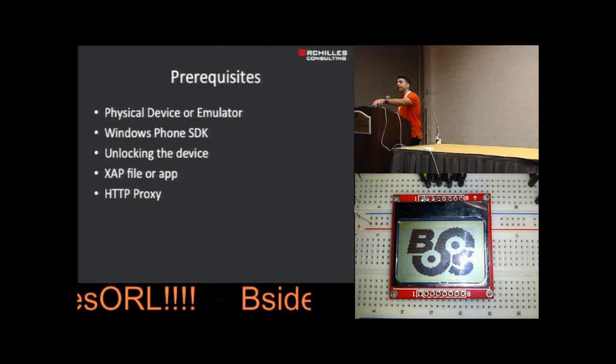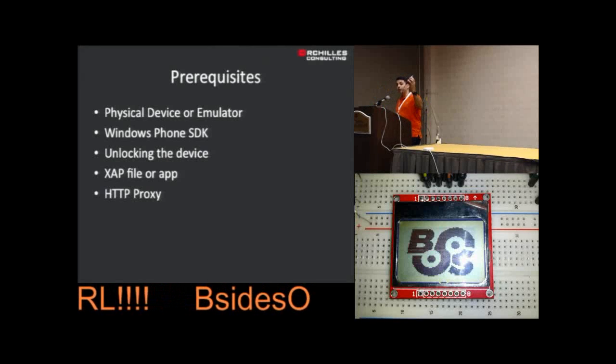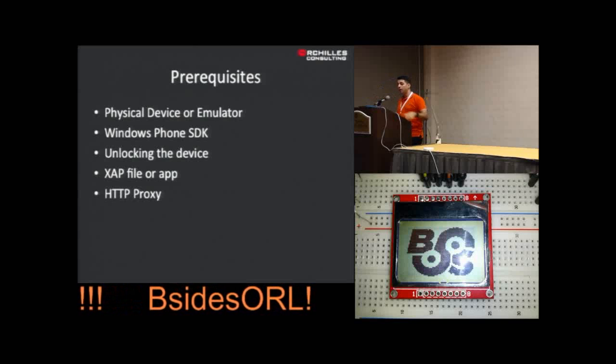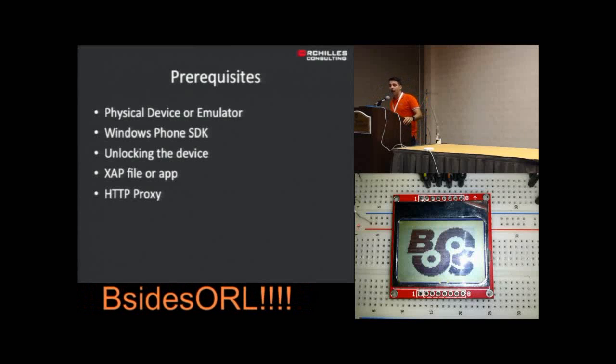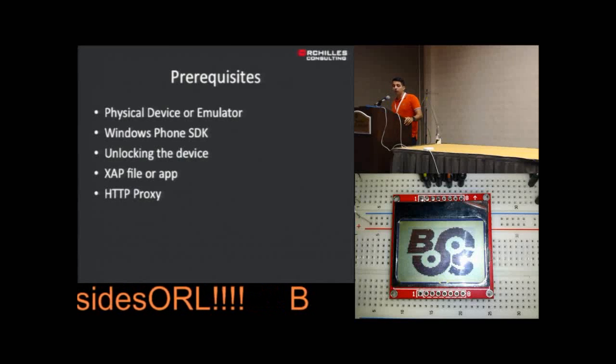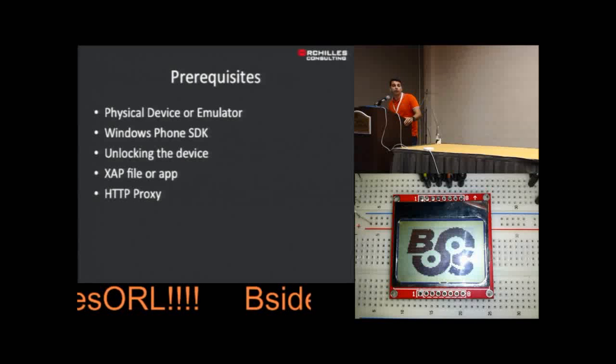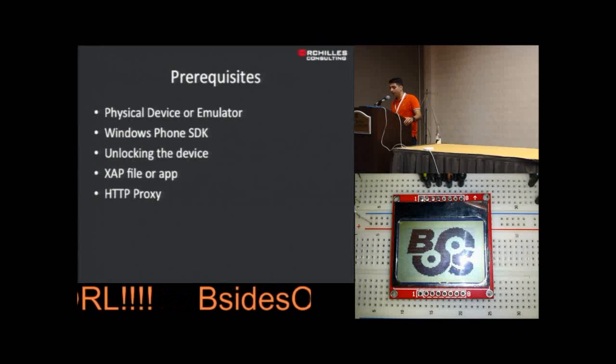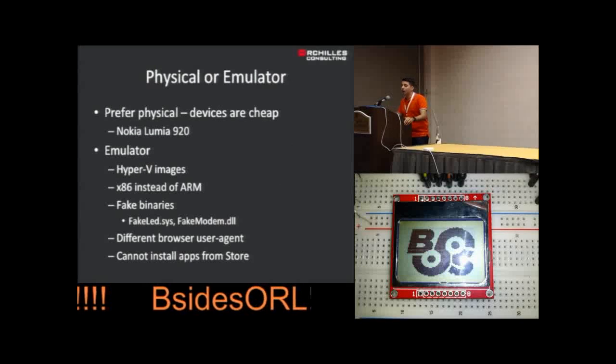If you are using a device, you have to unlock it. So I'll show you how to do that in this talk. We'll talk about the XAP file and why you really need it. And we'll talk about an HTTP proxy, which will allow you to see a lot of the traffic going back and forth. So physical or emulator, I always prefer physical.